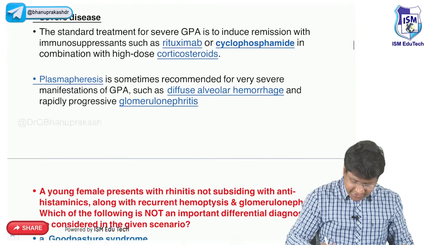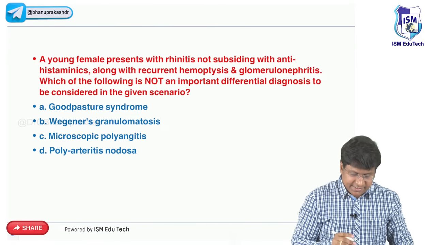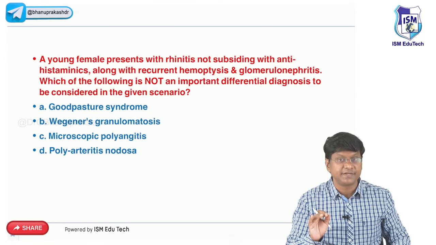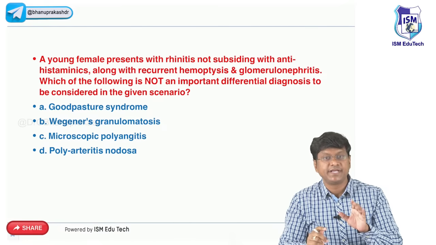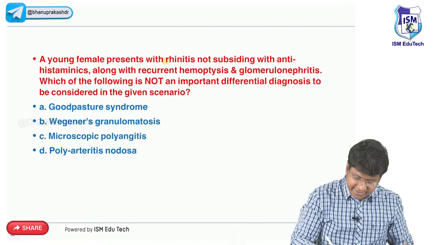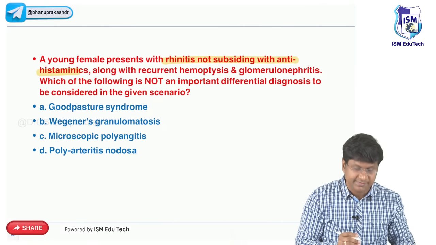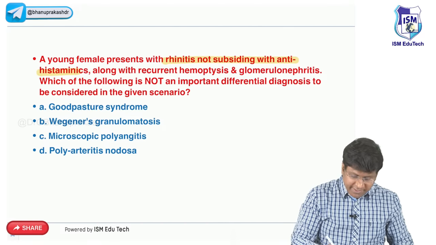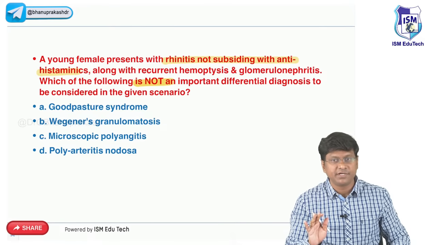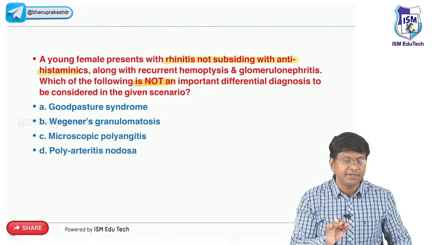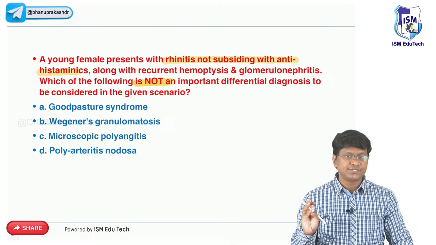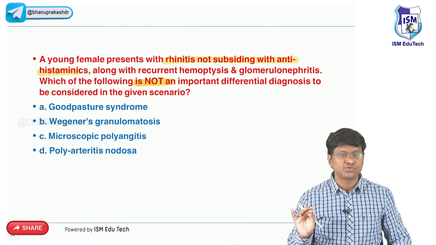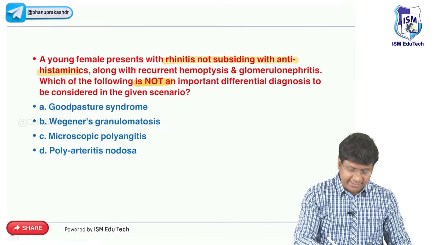Now, take another clinical scenario. A young female patient presents with rhinitis not subsiding with antihistaminics, along with recurrent hemoptysis and glomerulonephritis. Now, the point is, which of the following is not an important differential diagnosis in this scenario? Goodpasture syndrome, granulomatosis with polyangiitis, microscopic polyangiitis, or polyarteritis nodosa.